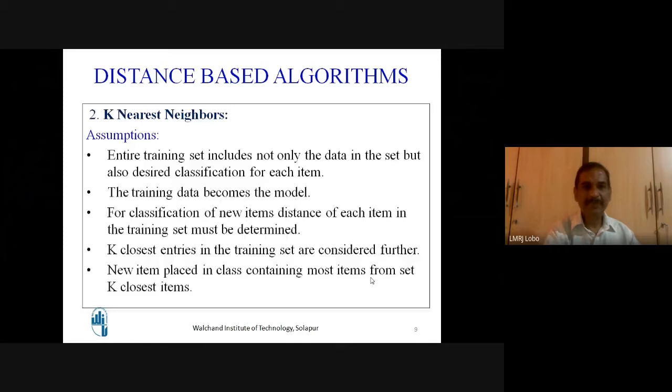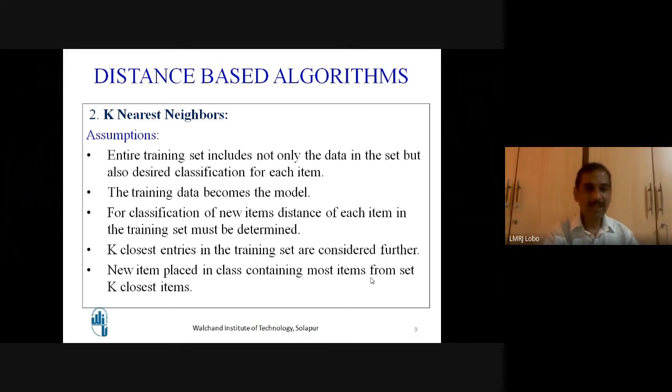The next distance based method is the k nearest neighbors. So we try to find out the distance between our points and the neighbors. All the neighbors which have the same distance from our particular point of interest are going to be considered as nearest neighbors and are going to be put in the same class. The assumption is that the entire training set includes not only the data in the set but also the desired classification for each item. So the training data becomes the model.